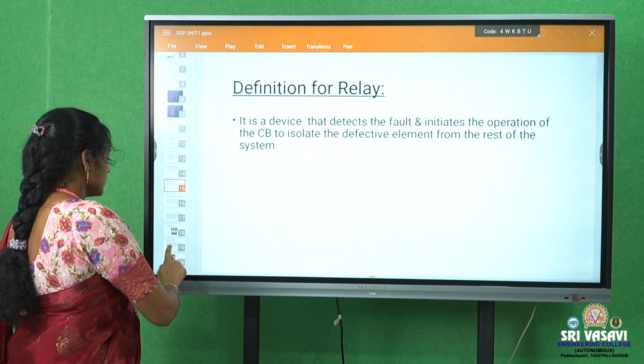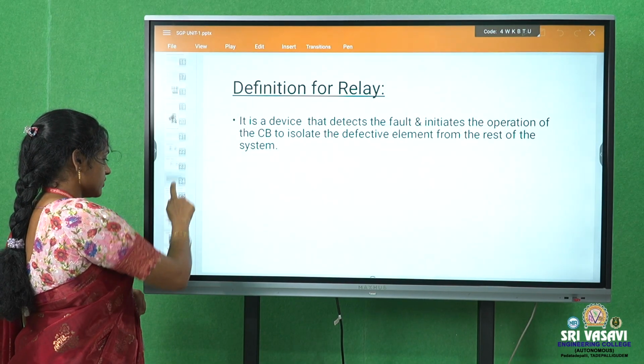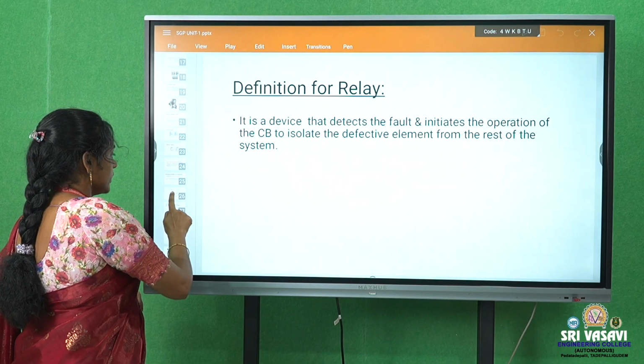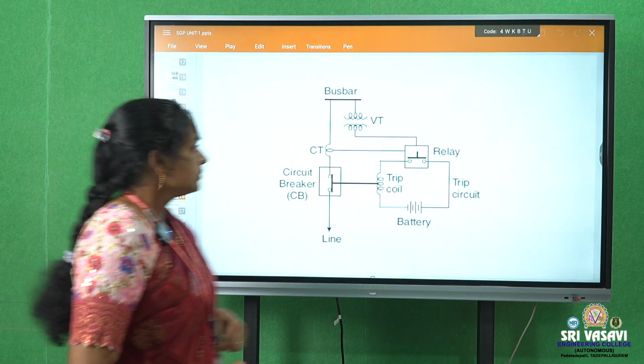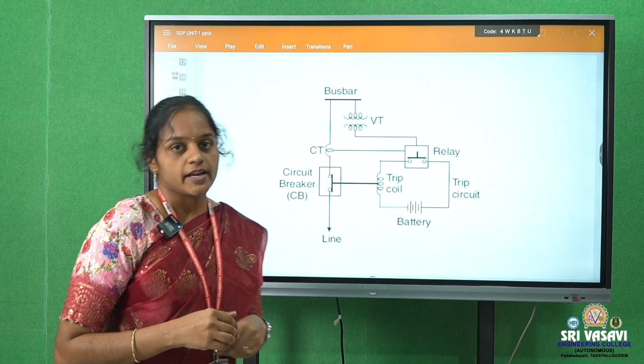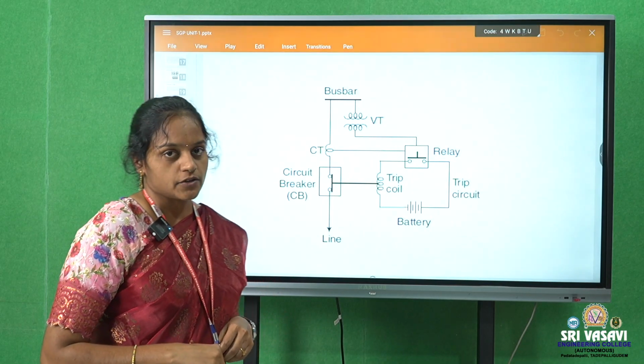So there are so many circuit breakers, and MCB, meaning miniature circuit breakers, are also there. So where is this circuit breaker placed in the power system? Adjacent to the relay circuit.